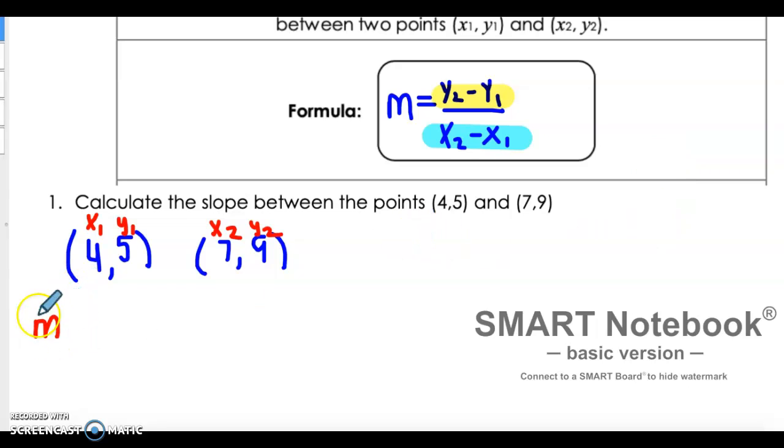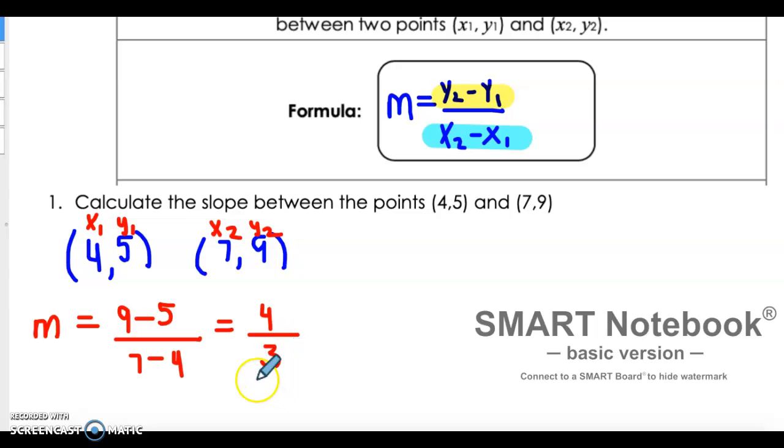So the slope, which is, remember, lowercase m, is equal to, from our formula, y2, which is 9, minus y1, which is 5, divided by x2, which is 7, minus x1, which is 4. And now we're going to simplify the numerator, which is the top of the fraction, and then simplify the denominator, the bottom of the fraction. So in the numerator, 9 minus 5 is 4 over, and now in the denominator, 7 minus 4 is 3. So here our slope is 4 over 3.